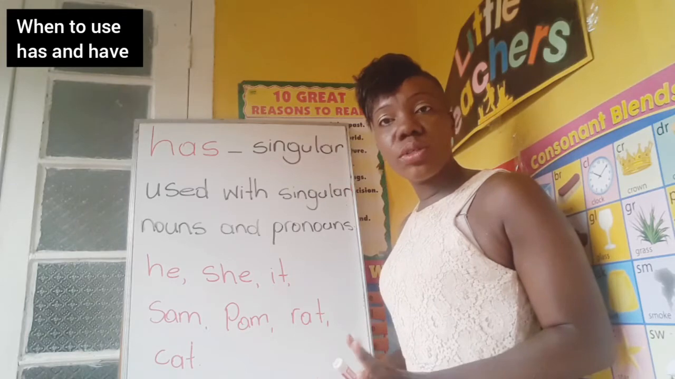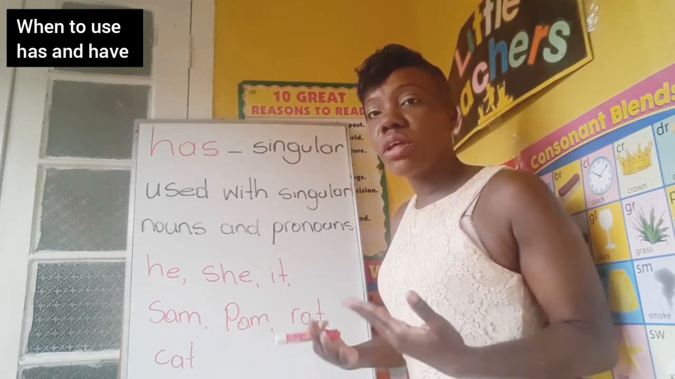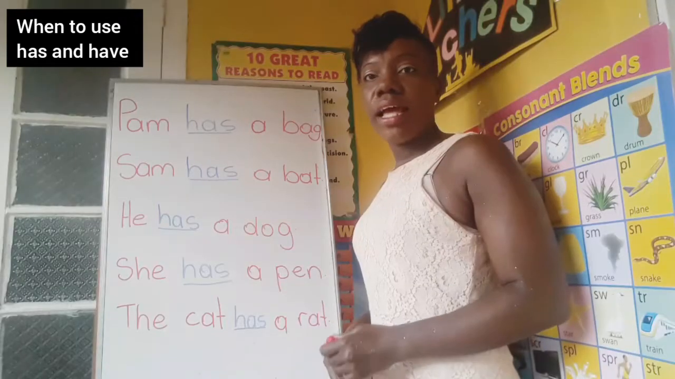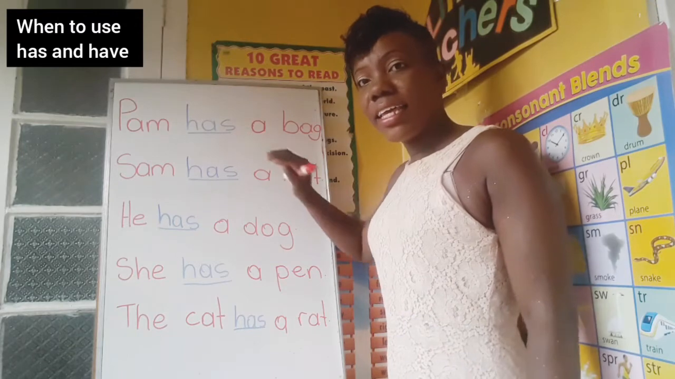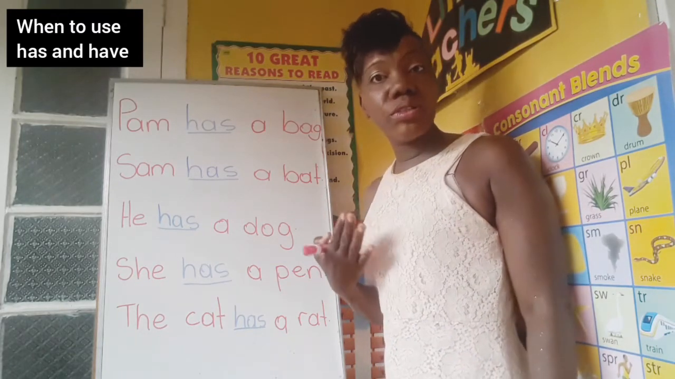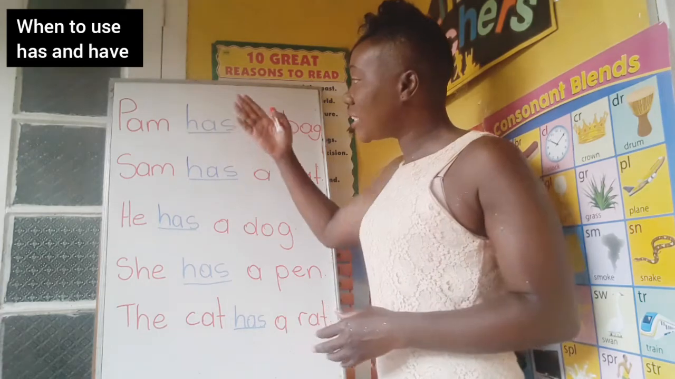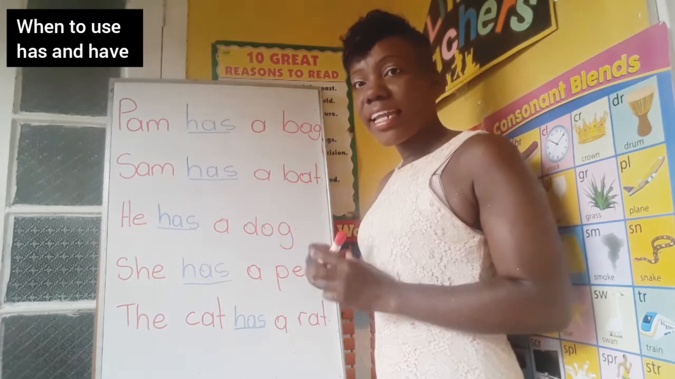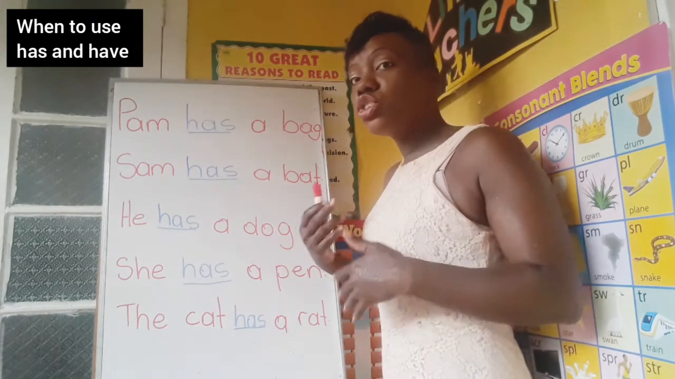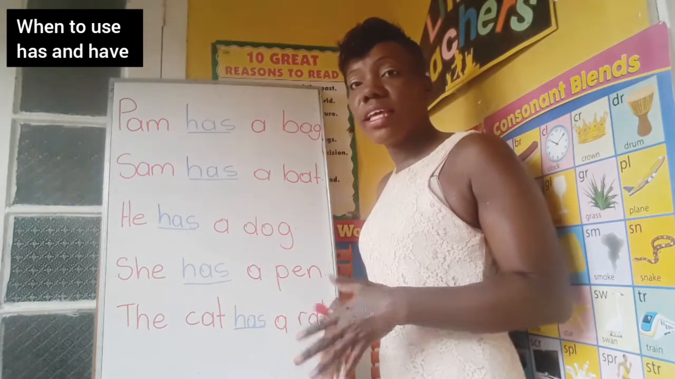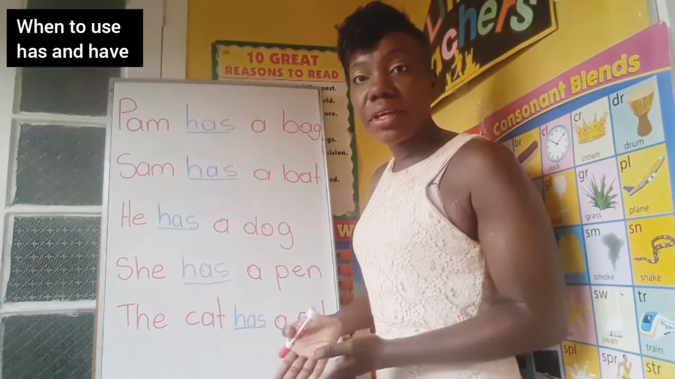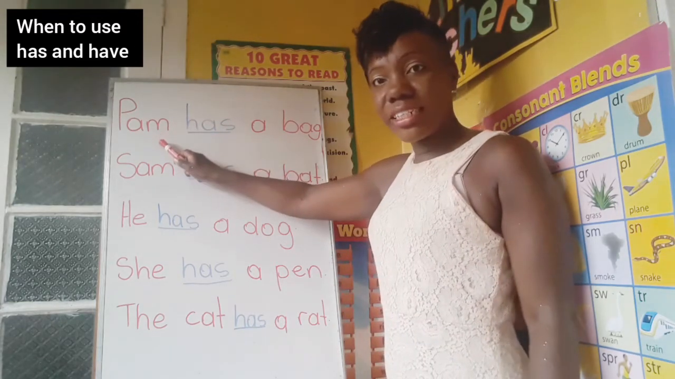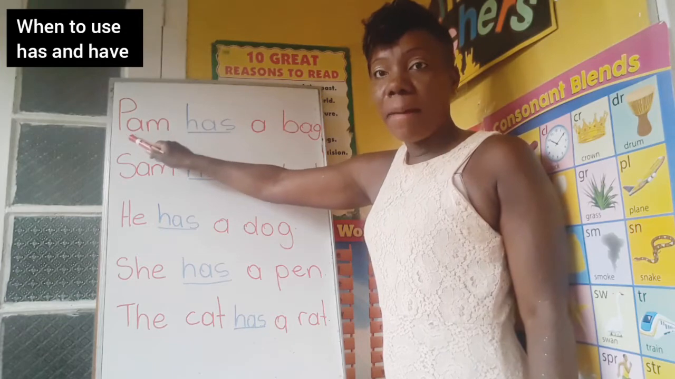Now I'm going to show you some examples of when to use the word. What's the word again? Has. Now let's look at the word has in sentences. And remember, when we use has with singular nouns or singular pronouns, has is used in sentences to show that someone or something owns something or has something in their possession. So let's read this sentence. This is the word Pam.